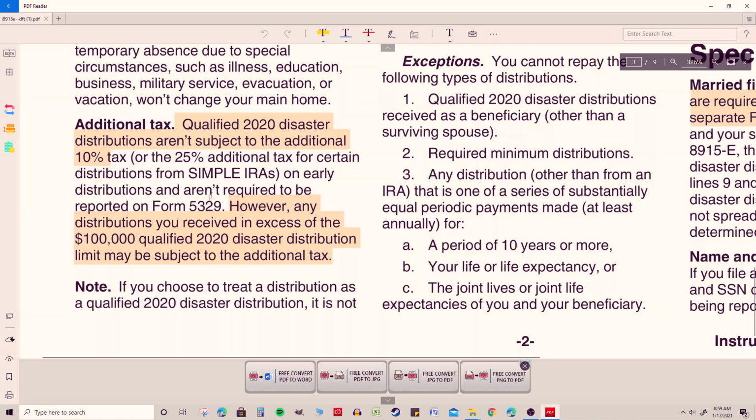as long as it's deemed to be a coronavirus related distribution. It says, however, any distributions you receive in excess of the $100,000 of qualified 2020 disaster distributions limit may be subject to the additional 10% early withdrawal penalty if you took out more than $100,000. Be on the lookout for that, because that can really rack up your tax bill.